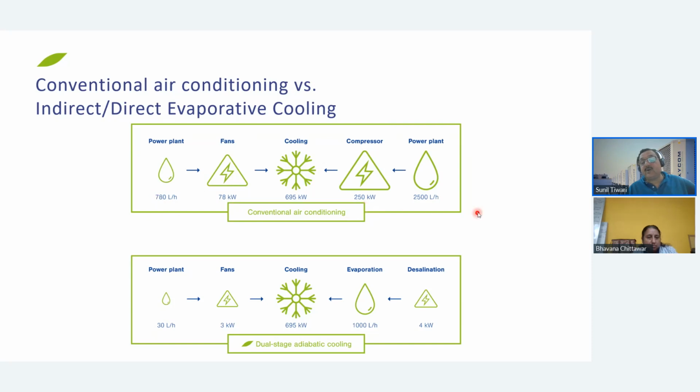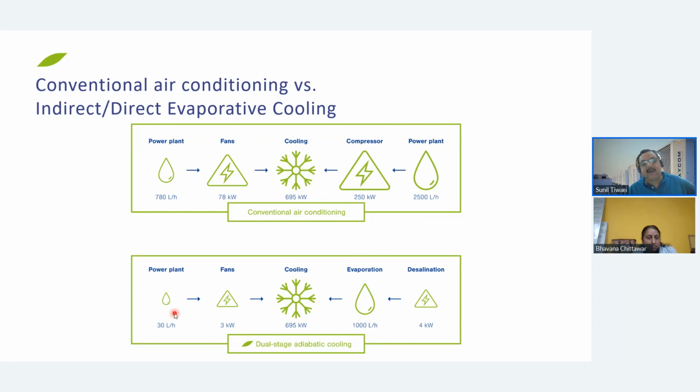For the compressor, you are going to consume around 2,500 liters of water. This plus this is the water consumption for creating a cooling which is only 200 tons, 695 kilowatt. Now if you are doing this with two-stage evaporative cooling, IDEC cooling, then the consumption is predominantly only for the fan and a very small power from the pump. So it will be all put together around 3 kilowatt.